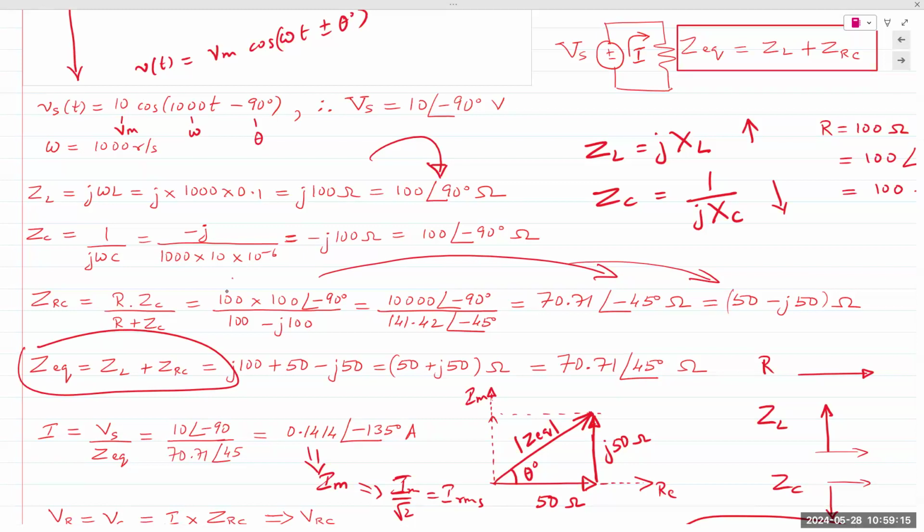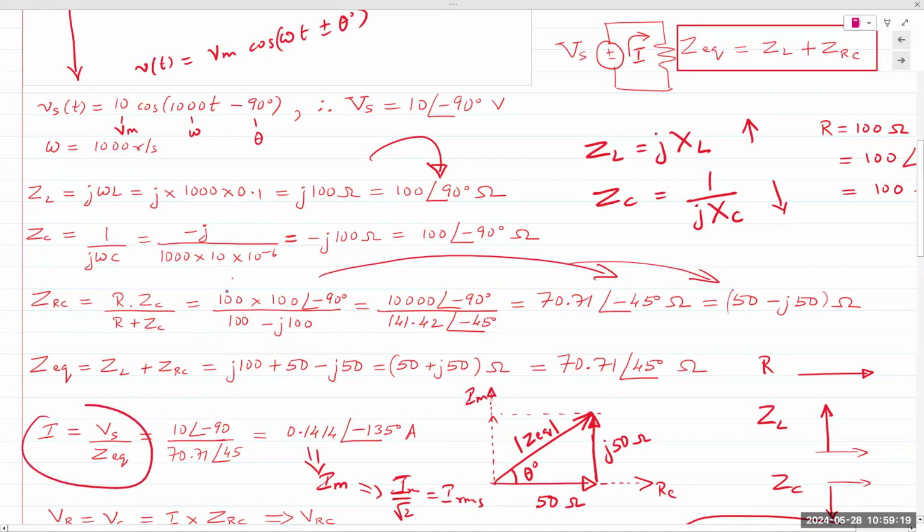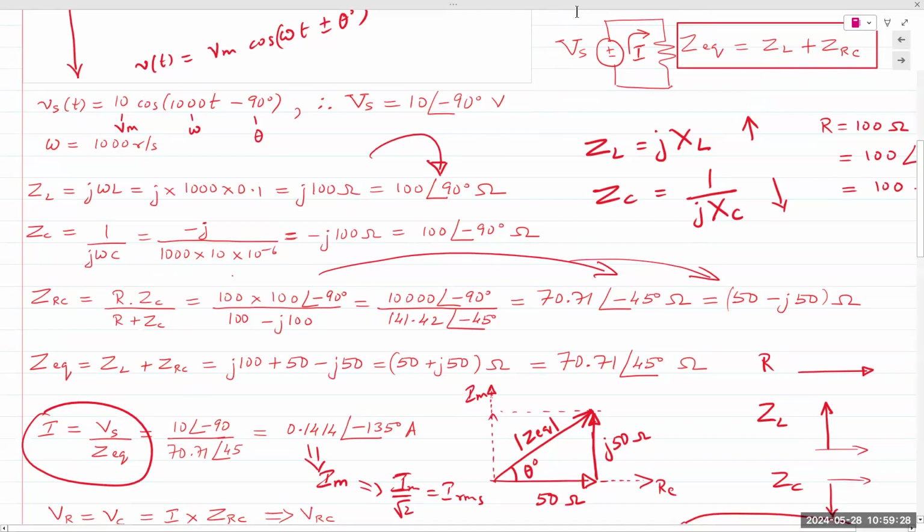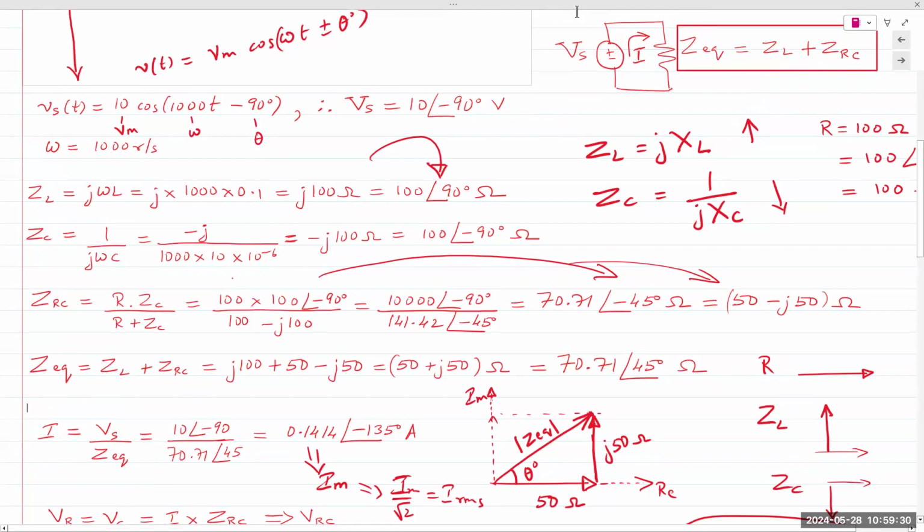And once you have ZEQ, apply Ohm's law. Remember this diagram right here. Vs, the source is supplying current I to ZEQ. So I is Vs over ZEQ. All right, questions? Questions about the approach, about the calculations?